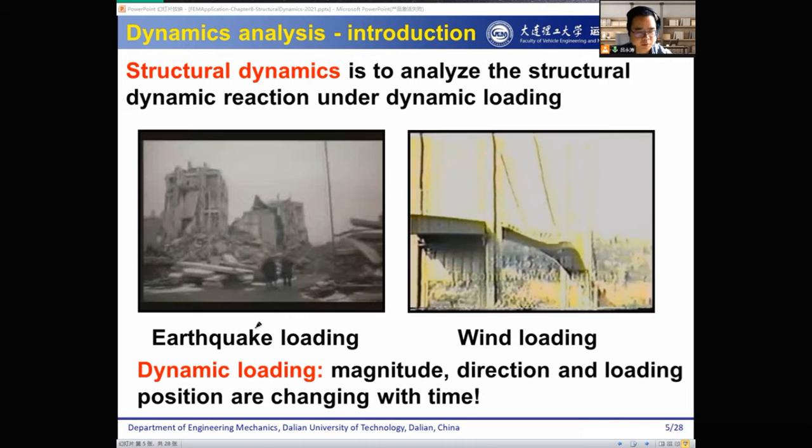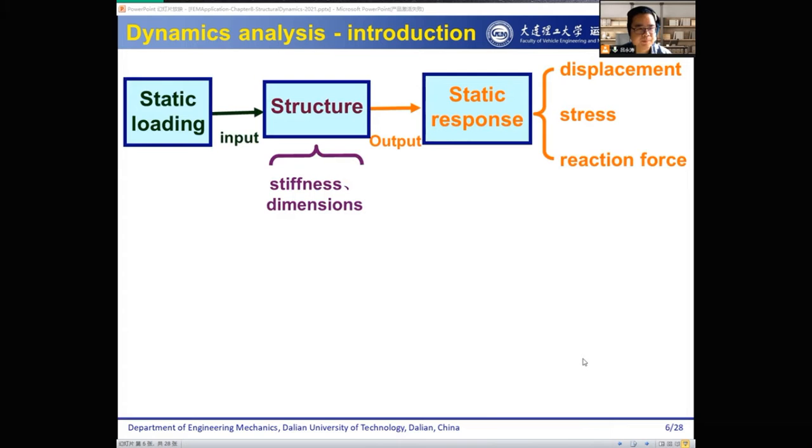So we know the earthquake. For the earthquake, the magnitude, direction, and loading position keep changing with time. If the loading has this kind of feature, then we call it dynamic loading. This is very different from static loading, where all those variables stay the same and don't change with time.